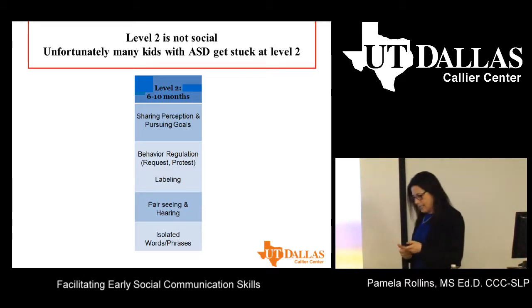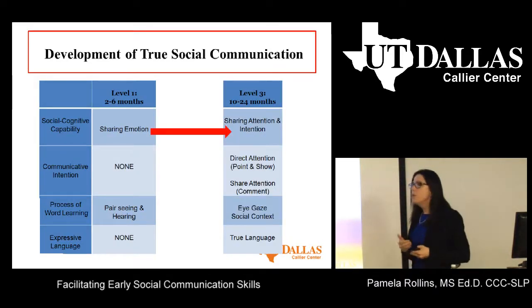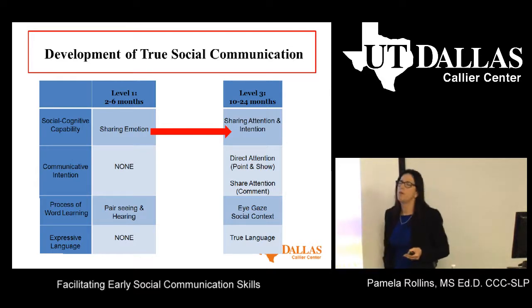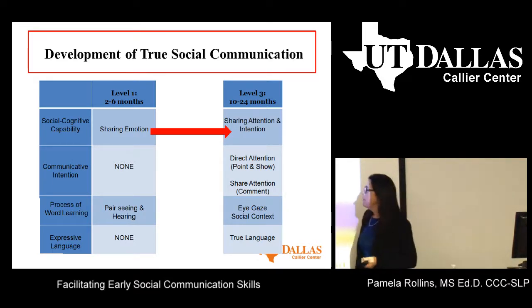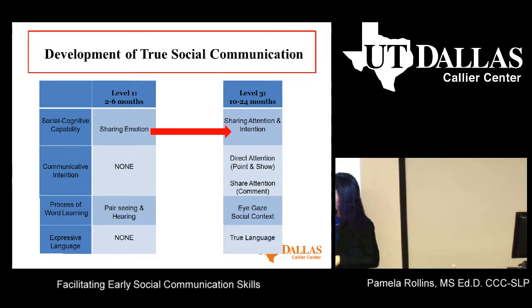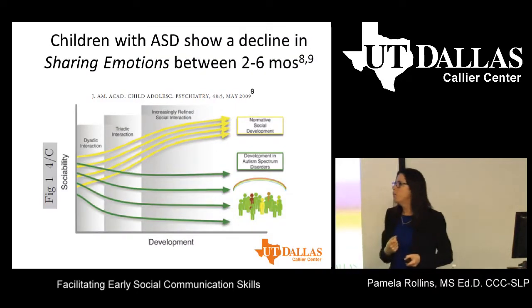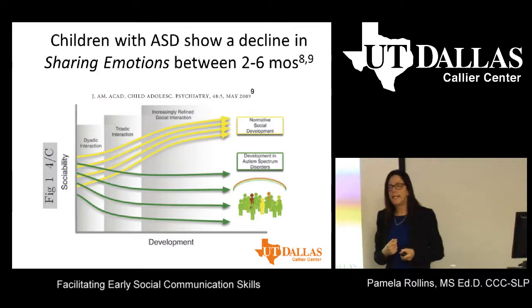And I contend that if you want true social communication, you have to go from sharing emotions to sharing attention and intention. So you might ask, why aren't they sharing emotions, right? Well, I think we get some clues on that when we look at the work of Ami Klin and Warren Jones.